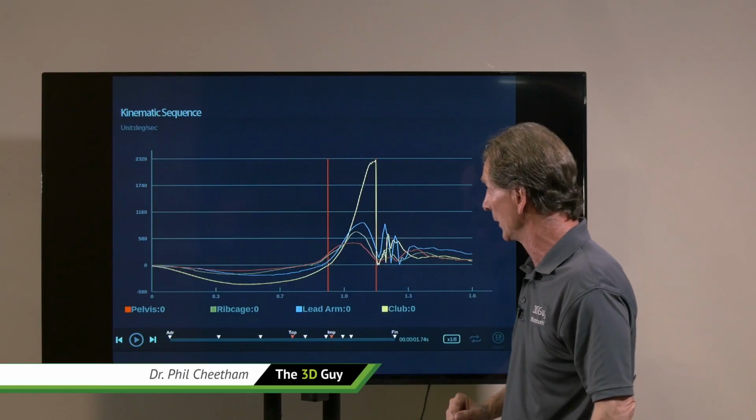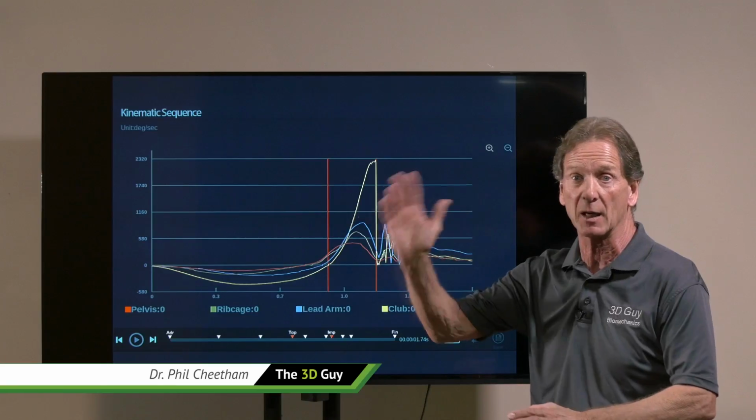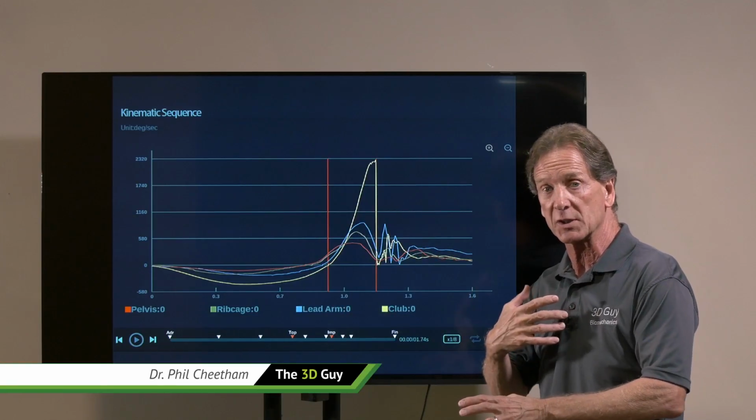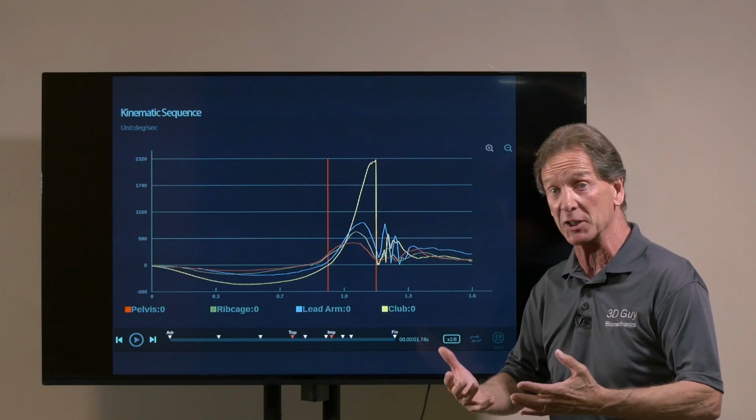This is a good example right here. If that's out of order, and we see, for example, the arms going before the shoulders, then we know we're losing and leaking speed, losing energy.